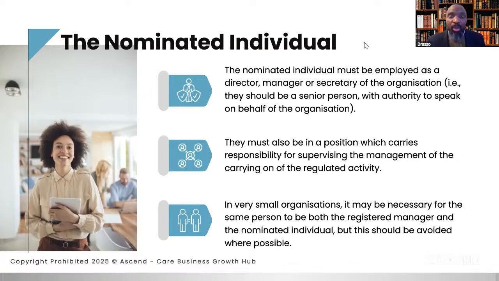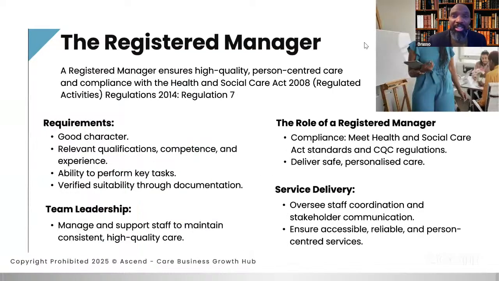So in most applications, what you then need to do is to demonstrate that if, for instance, you are going to be both the nominated individual and the registered manager, you make an undertaking to CQC that, yes, as soon as we are registered, we are going to recruit, say, maybe a service coordinator or a deputy manager with the relevant qualifications and experience, so that there is a clear chain of command, or duties can be delegated in the absence of the person who's holding both offices. Very, very important. The other office is that of a registered manager.